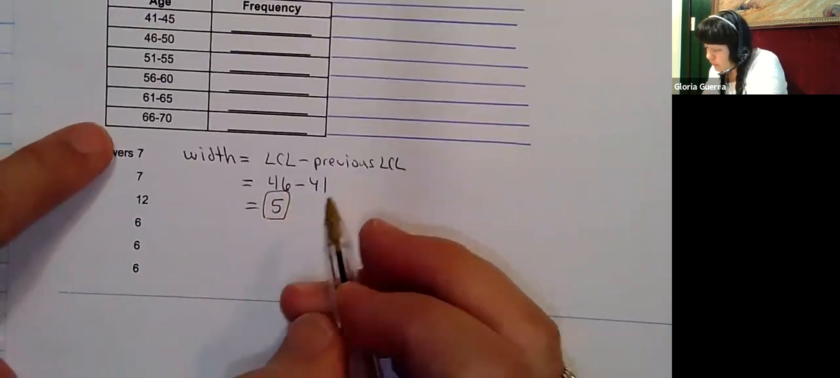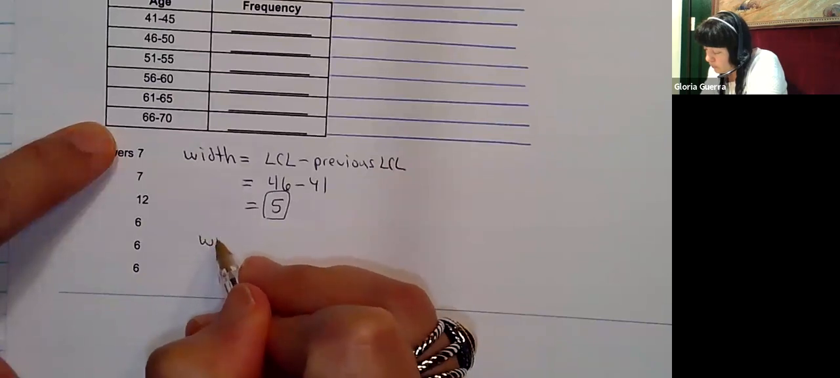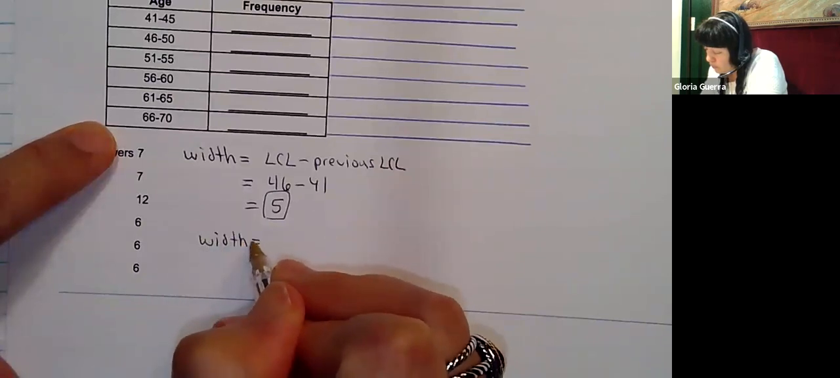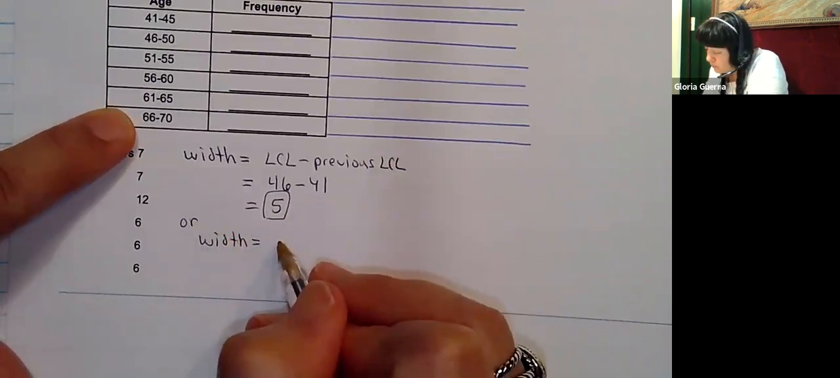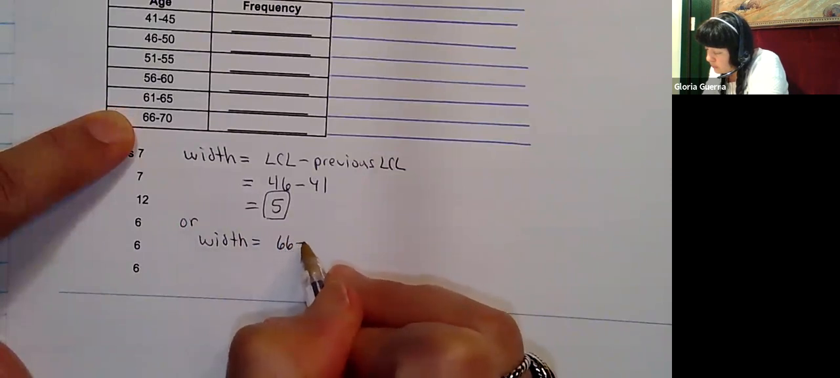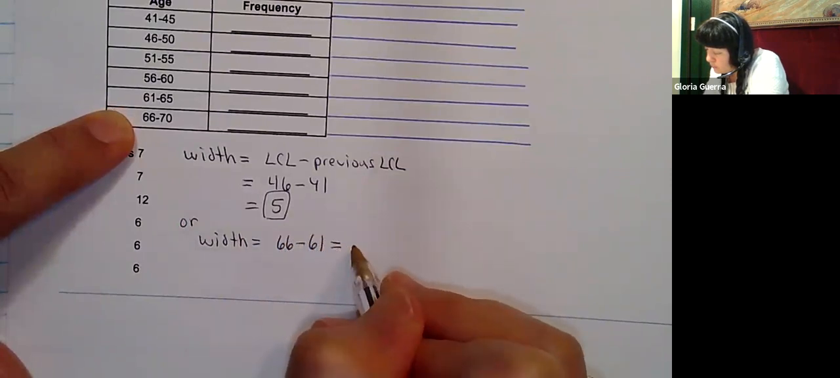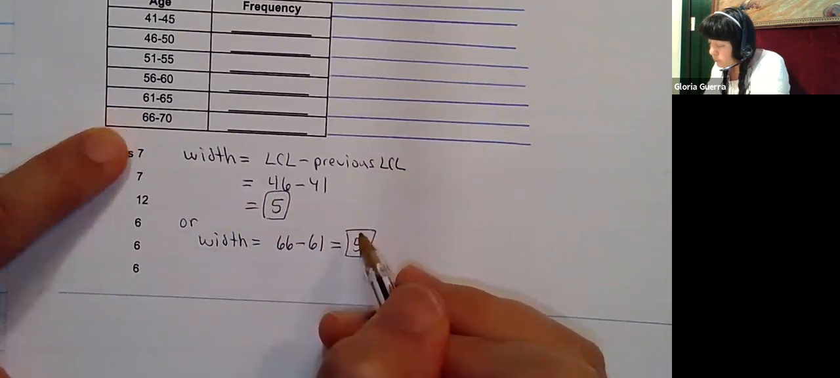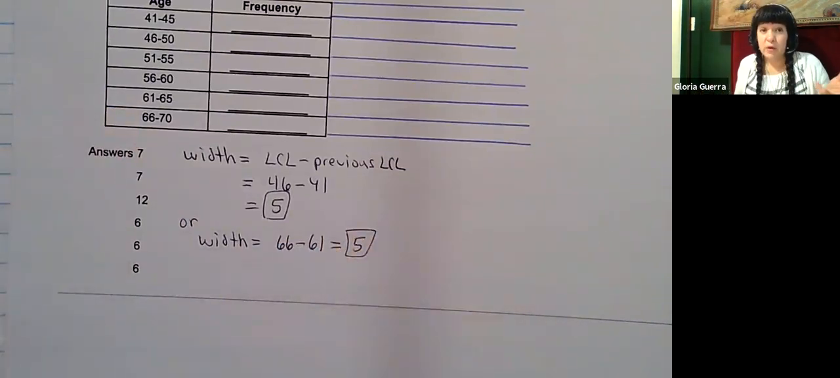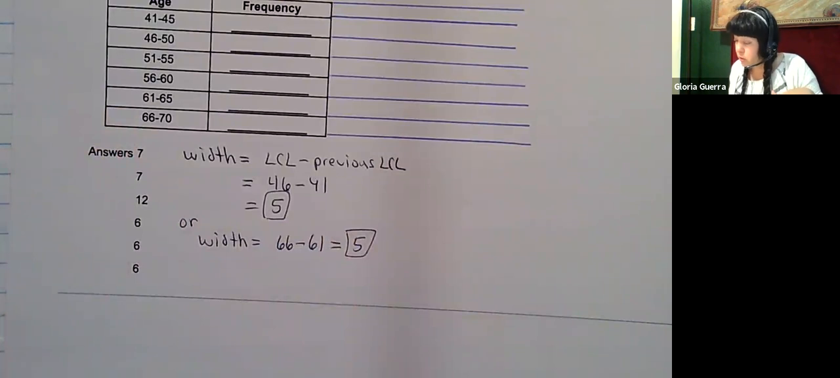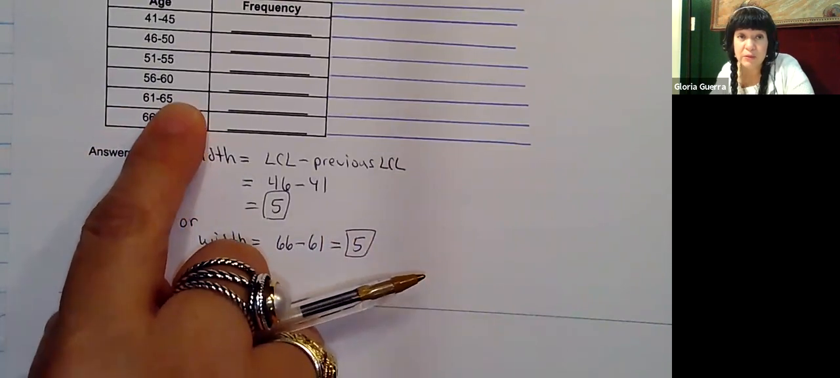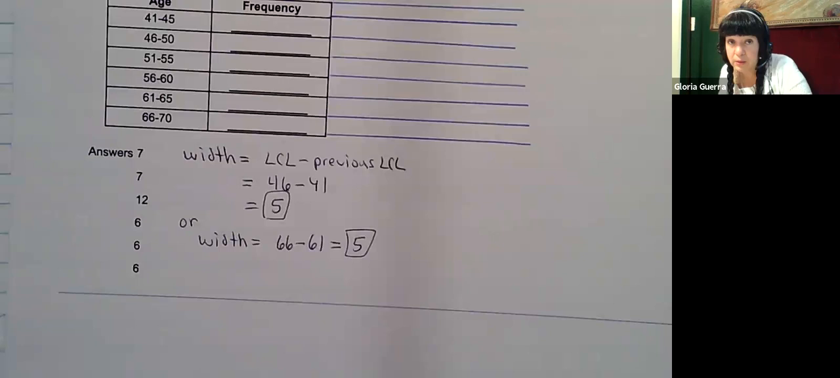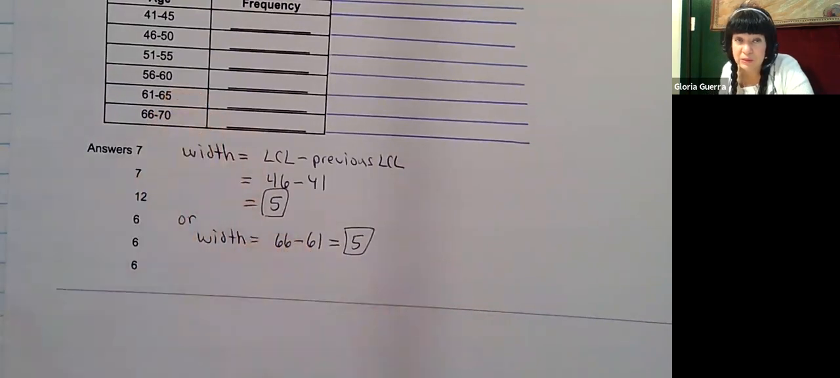So if I were to check, for example, using the last two classes, 66 minus 61 is 5. They should all be 5. When you do that kind of subtraction, they should all give you 5. On both sides, even on the upper side, 70 minus 65 is 5. 65 minus 60 is 5.